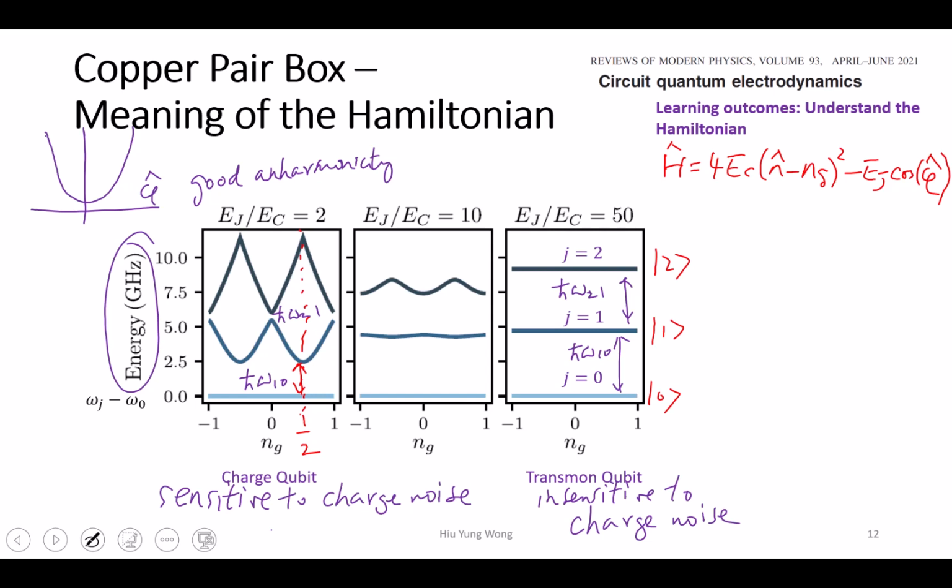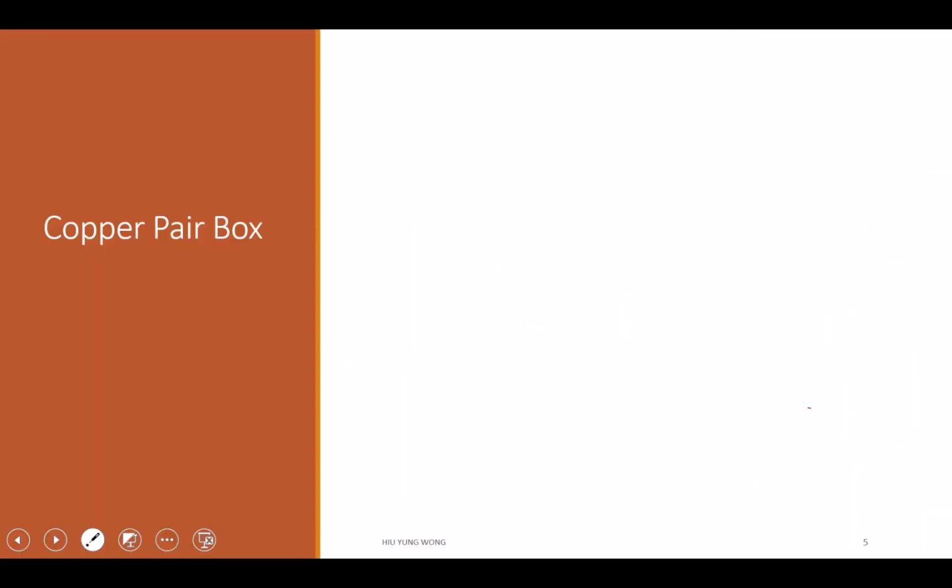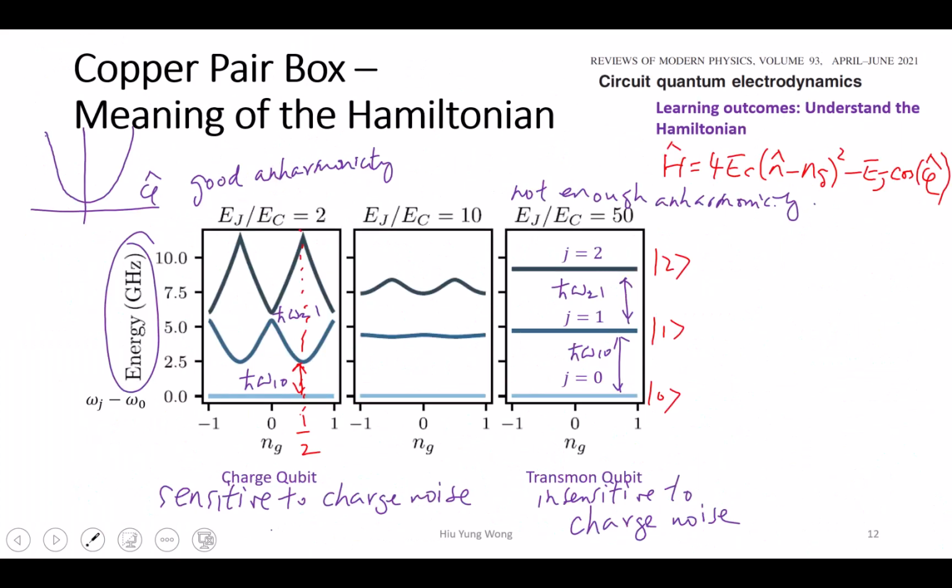But however, too harmonic, right? Not enough anharmonicity. And this becomes just like an LC tank. Remember what we asked ourselves, why don't we just use this LC tank as the qubit? It would be a very nice qubit, except that there's no anharmonicity. Going from the first excited state to the second excited state, it has the same amount of energy. So that's why you take something in between to have certain anharmonicity, but at the same time you get quite some charge insensitivity. Okay, so this one we call a transmon qubit, which has a very large Josephson energy compared to the charging energy.